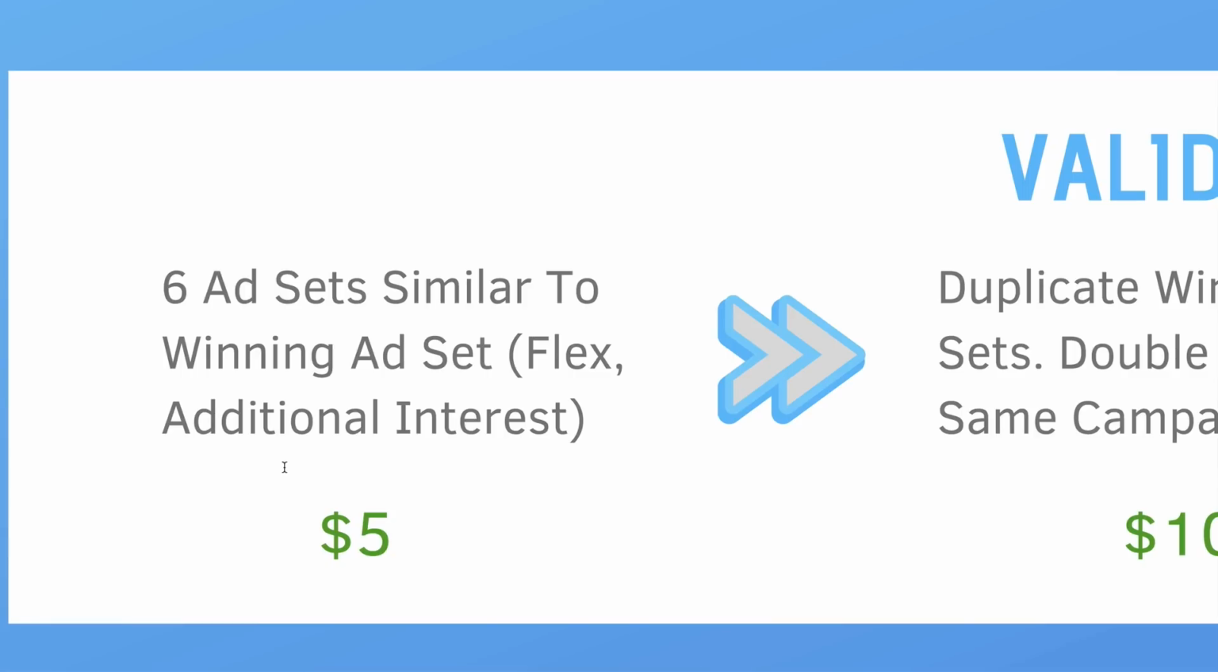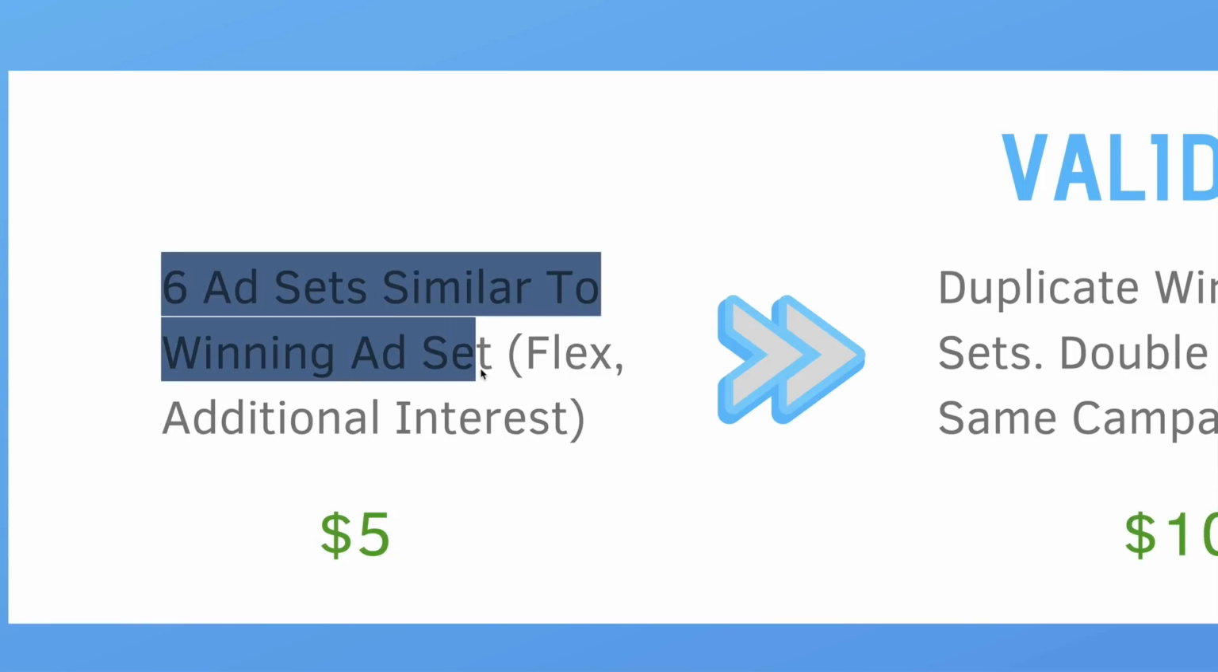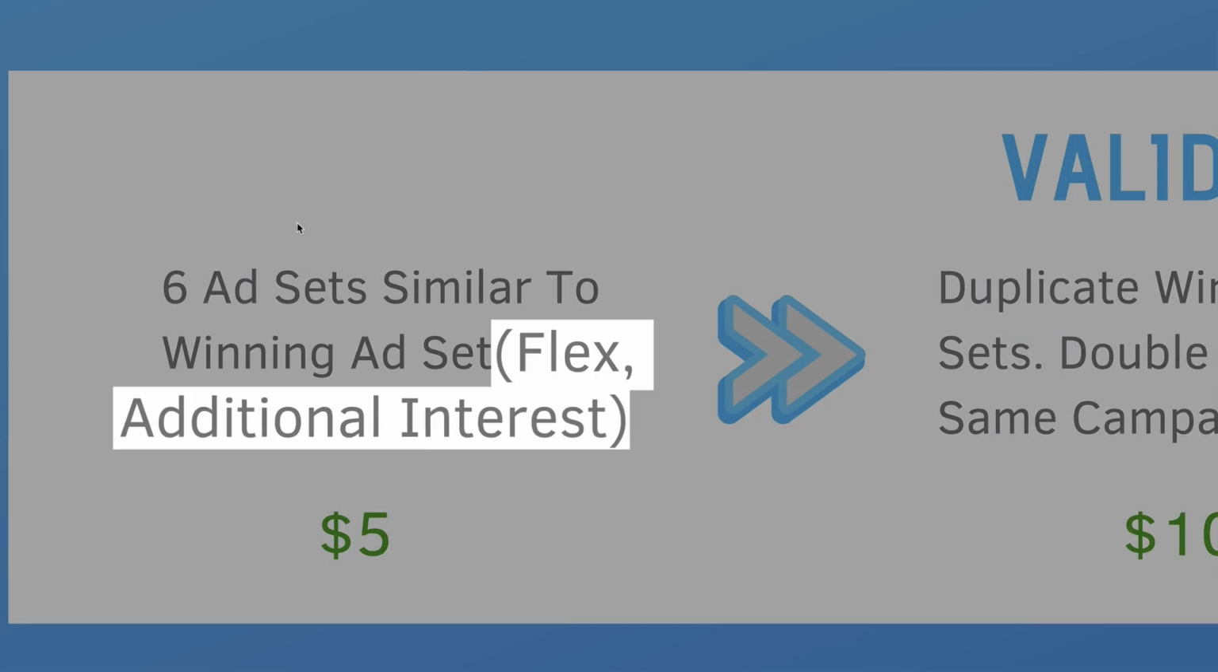And how you're able to do that is by creating first 6 ad sets that are similar to your winning ad set. So what you want to do is, let's say your interest is golf, that is for your winning ad set. You want to try out things like golf plus engaged shoppers, golf plus outdoor enthusiasts. You want to try out golfing. You want to try out golf combined with, let's say, golf accessories. Golf will be the common factor there, but you want to try out Flex as well as additional interests.